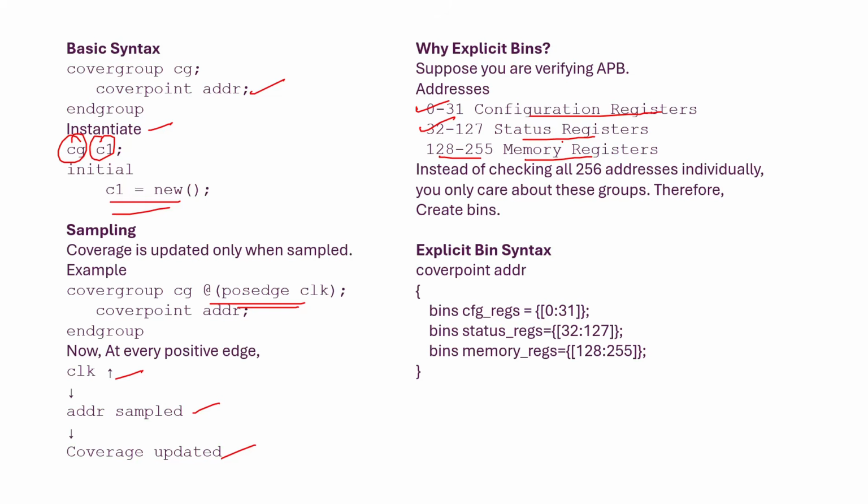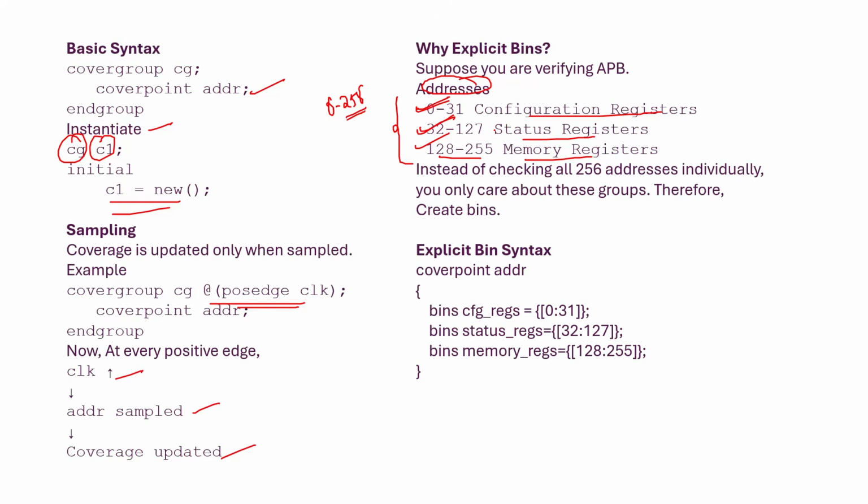Instead of listing every address register value from 0 to 255 at a time, I divide my address register into different groups. The configuration register is one group, the status register is another group, and the memory register is another group. In this way I am creating the groups. Clear?